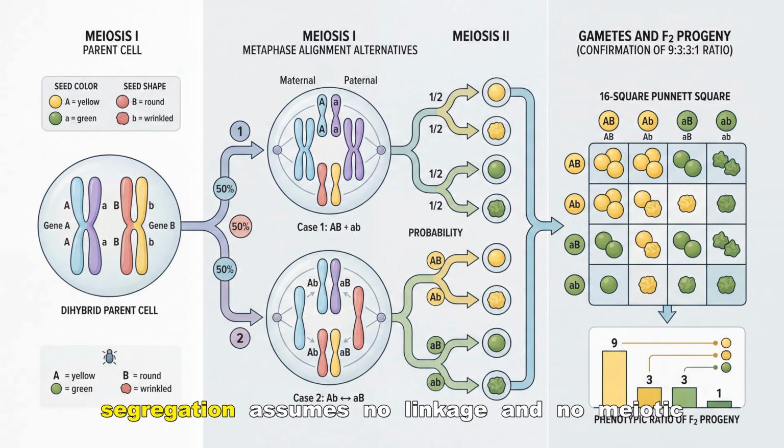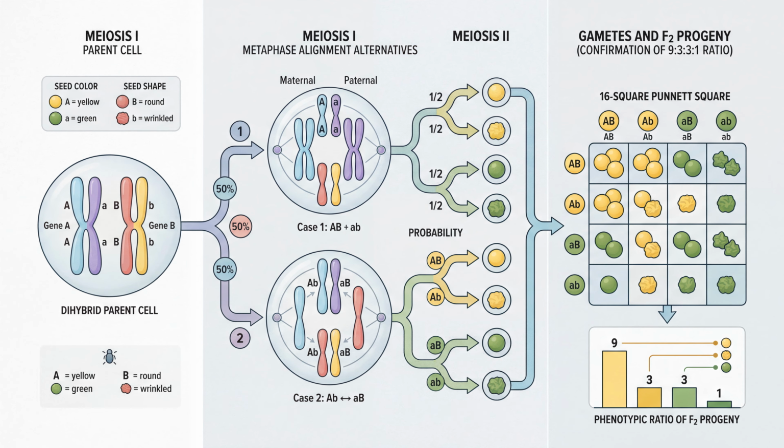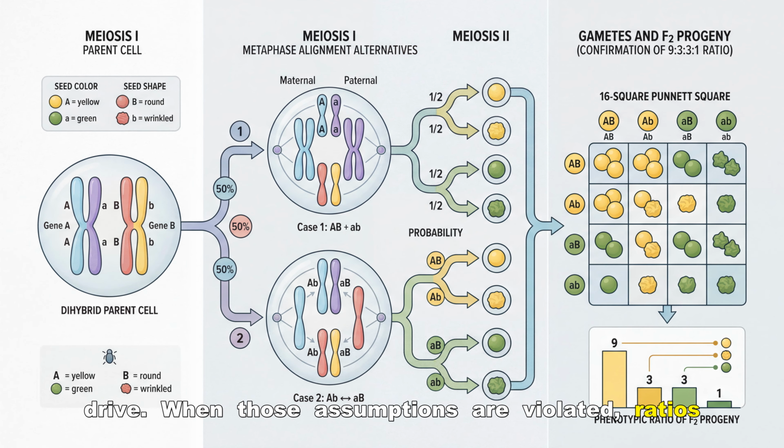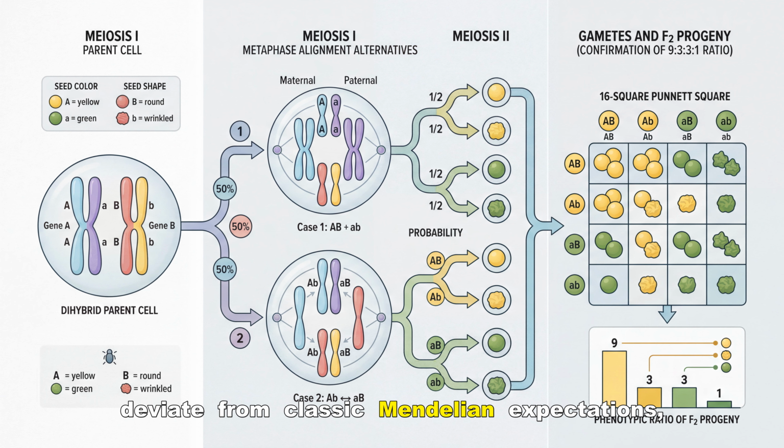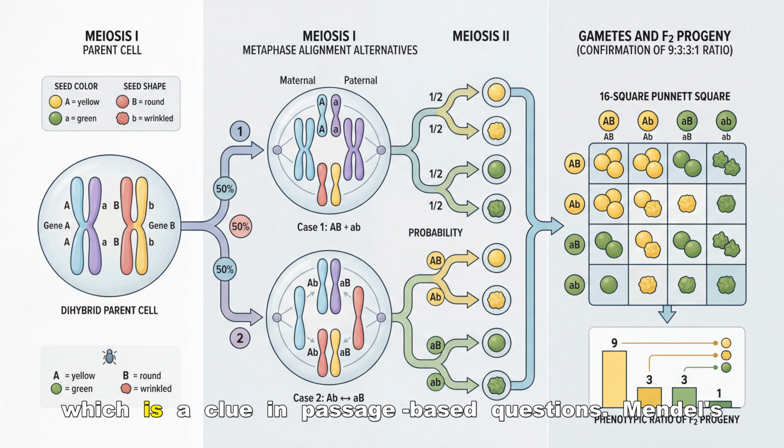Finally, remember that segregation assumes no linkage and no meiotic drive. When those assumptions are violated, ratios deviate from classic Mendelian expectations, which is a clue in passage-based questions.